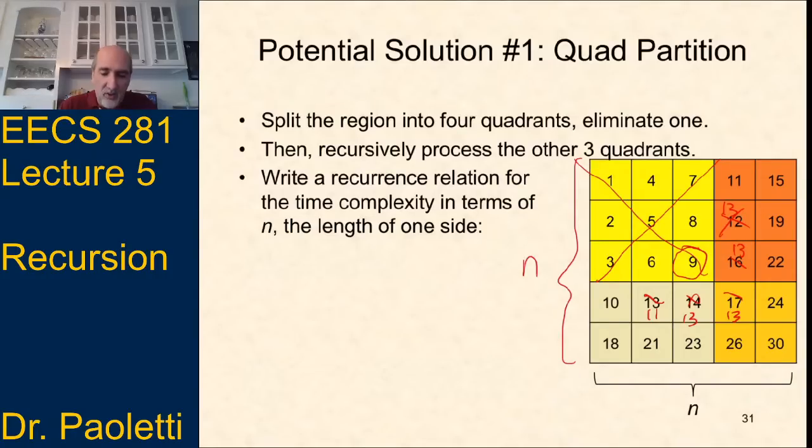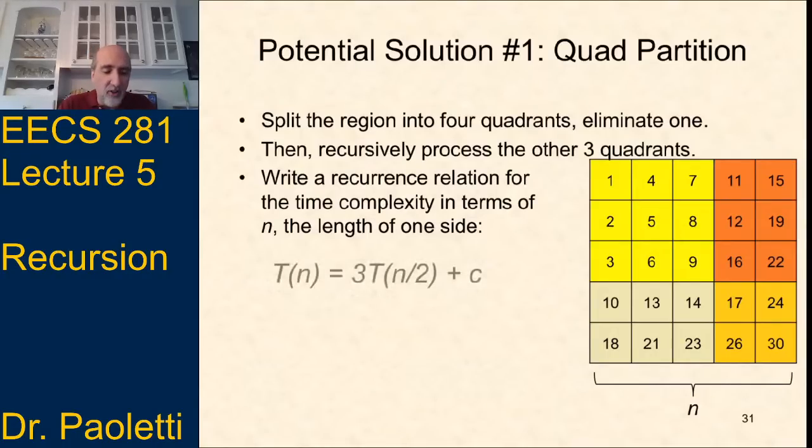Okay, so let me get rid of the markings on there. So if I'm going to split it into 4 regions and recurse into 3 of them, here's my equation. Now the thing we have to remember is n is not the number of values. n is the size of one side. So here, n is not 25, n is 5.